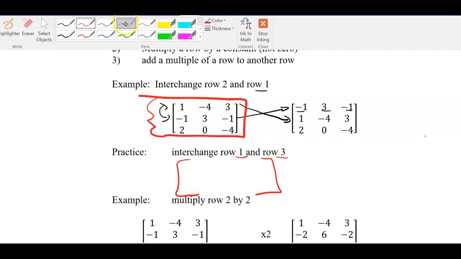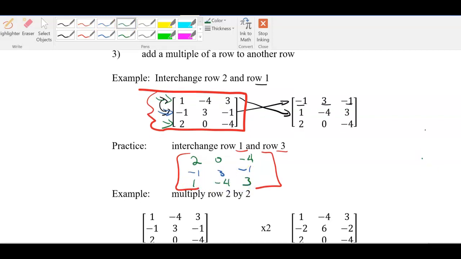Okay, so if you interchange row 1 and 3, row 3 now becomes row 1: 2, 0, -4. Row 2 does not change, so we leave it alone: -1, 3, -1. And then row 1 becomes your row 3: 1, -4, 3. I hope you did a great job.